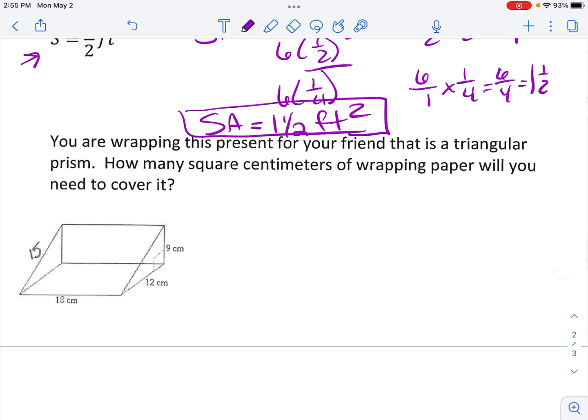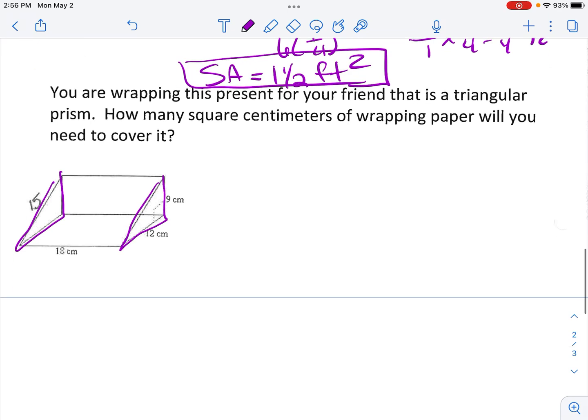Okay, and then the last one is another review of the surface area of a triangular prism. You are wrapping this present for your friend that is a triangular prism. How many square centimeters of wrapping paper will you need? It's a triangular prism, so even though it's not sitting on a triangle, we've got those triangular sides, which make it a triangular prism. So we have to find the area of the bases first.